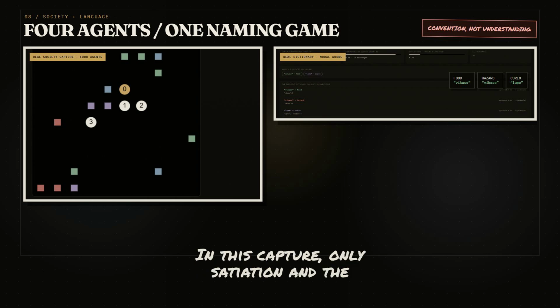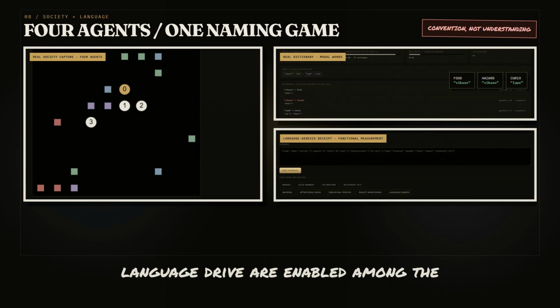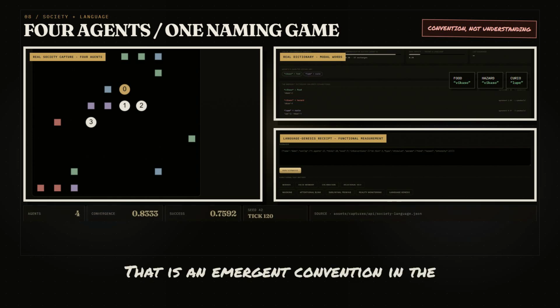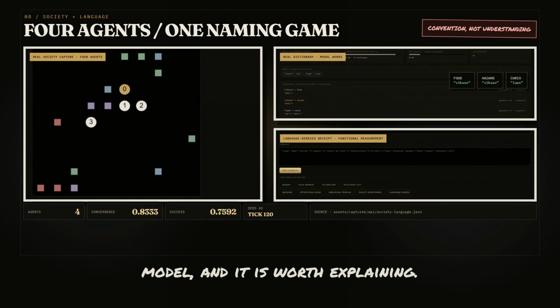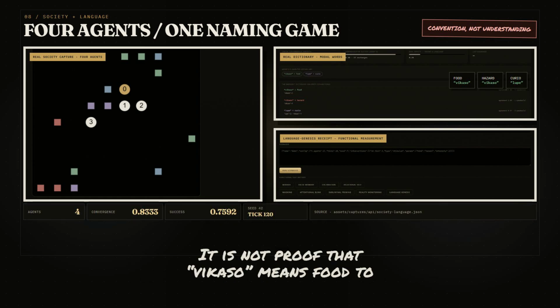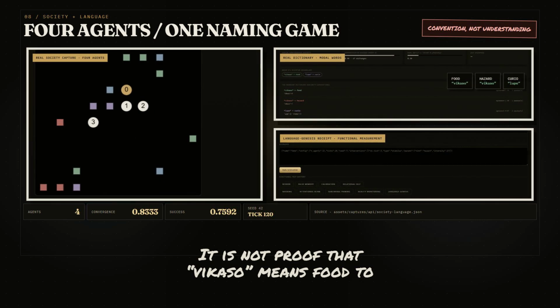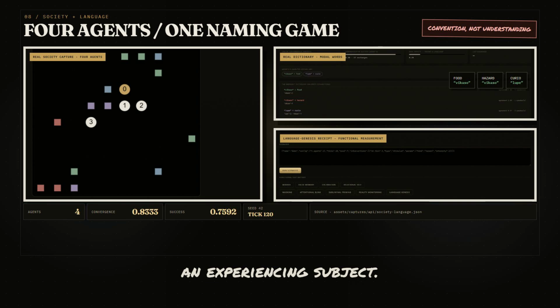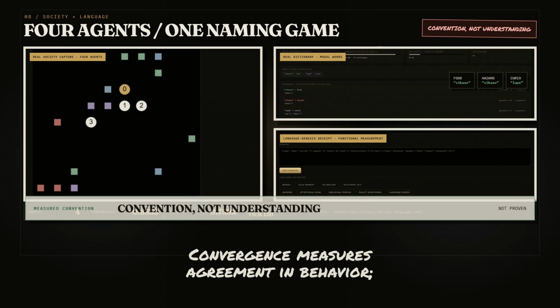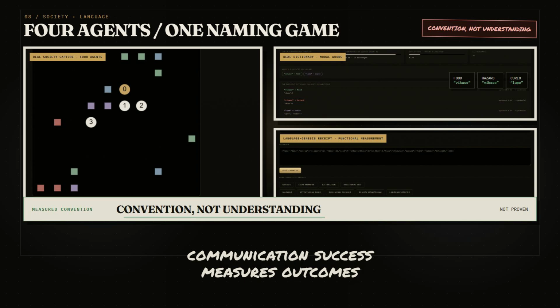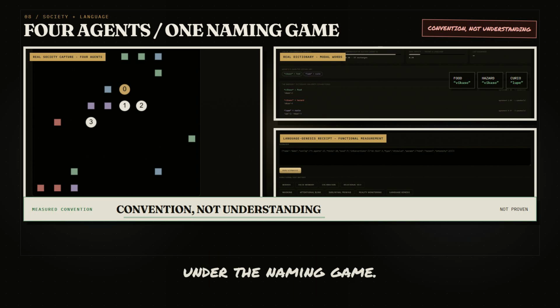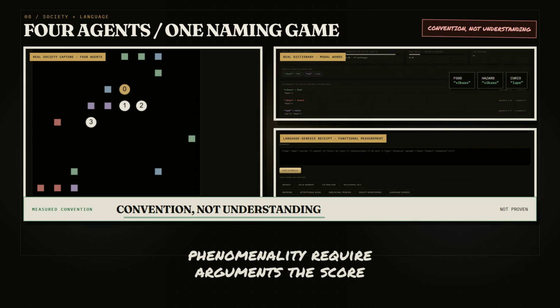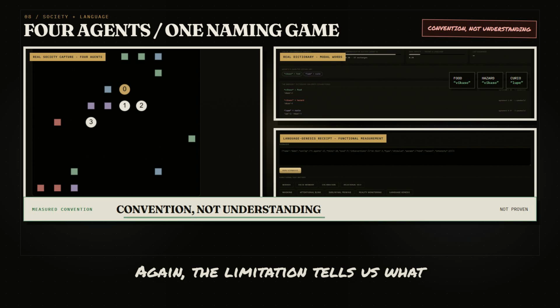In this capture, only satiation and the language drive are enabled among the specialized feature flags. That is an emergent convention in the model, and it is worth explaining. It is not proof that Vicaso means food to an experiencing subject. Convergence measures agreement in behavior. Communication success measures outcomes under the naming game. Understanding, reference, and phenomenality require arguments the score does not provide. Again, the limitation tells us what experiment to design next.